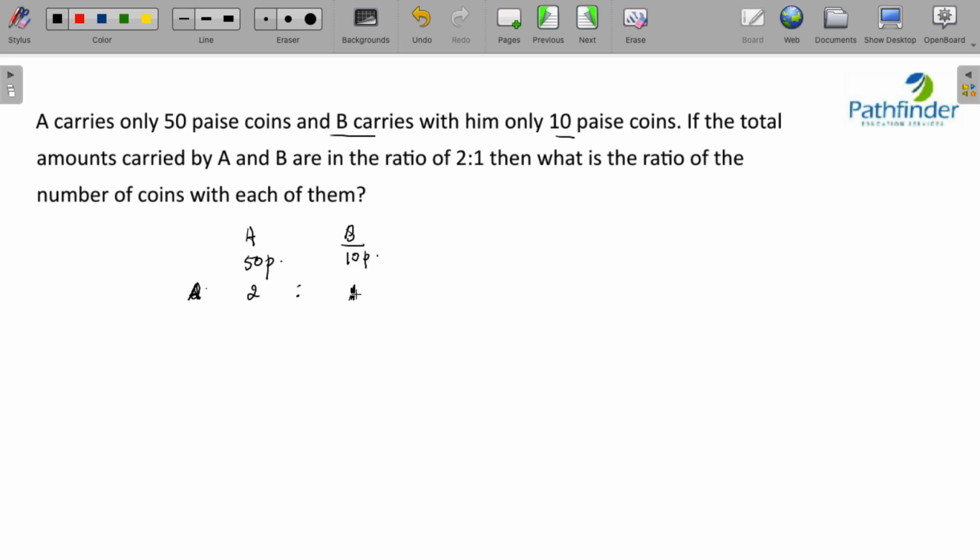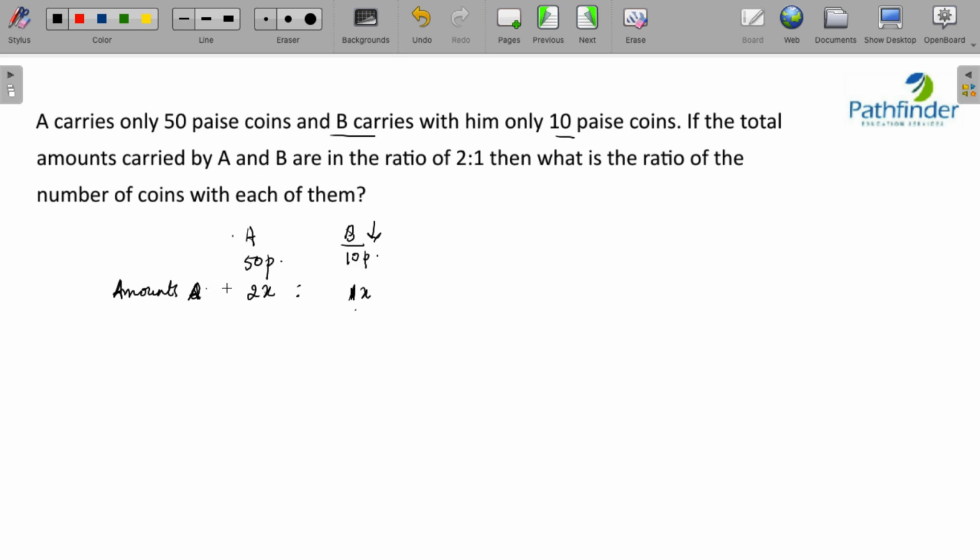What is the meaning of amounts? That means the total amount of money in the form of 50 paisa coins and the total amount of money in the form of 10 paisa coins, this is in the ratio of 2:1. So the ratio of amounts is 2:1. So obviously the amounts will be 2x and 1x rupee respectively.